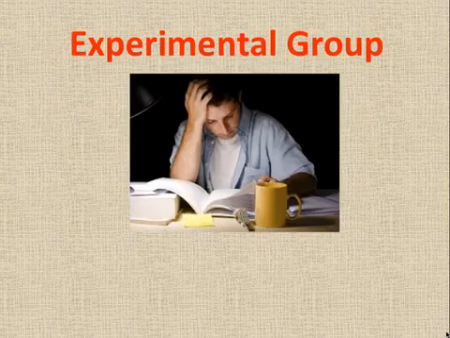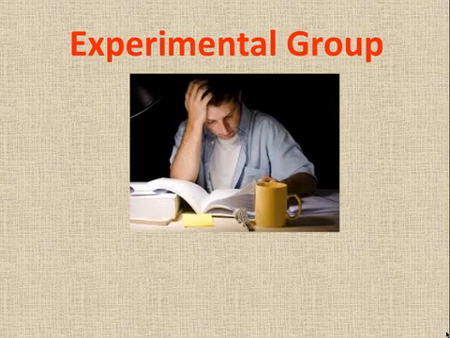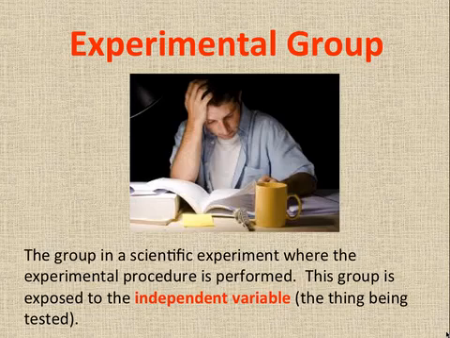Okay, so in order to talk about the scientific method, we need to understand the difference between an experimental group and a control group. First, we'll talk about an experimental group. An experimental group is the group in a scientific experiment where the experimental procedure is performed. This group is exposed to the independent variable that is being tested and the changes observed and recorded.